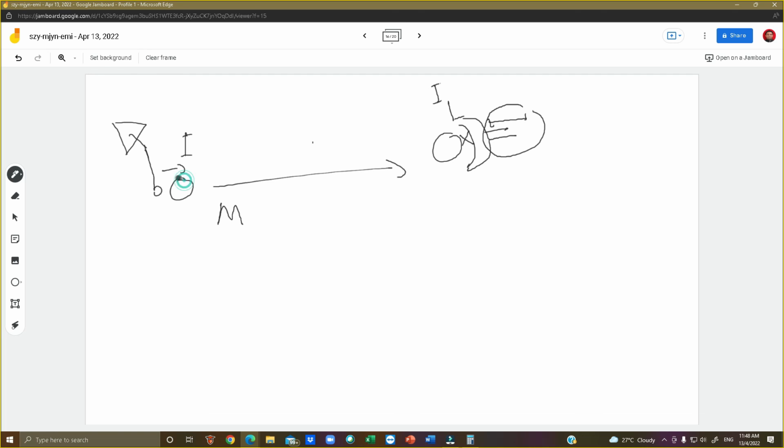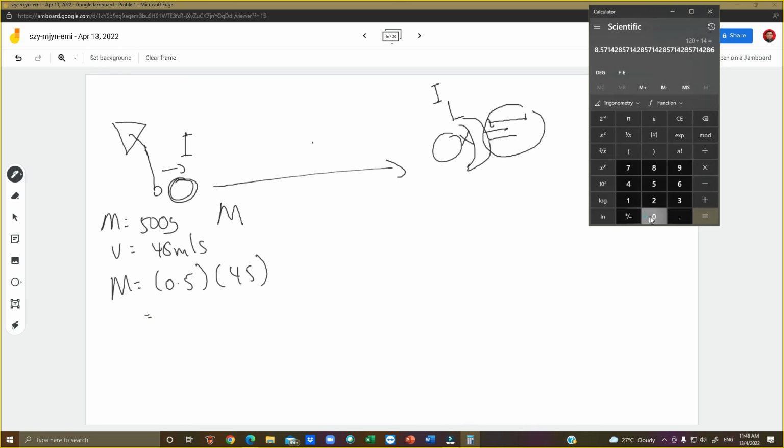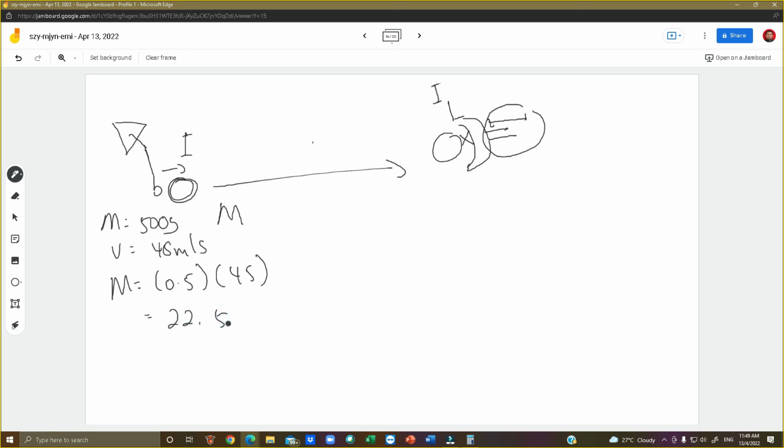Okay, an example where we calculate this ball, let's assume. Momentum equals mass of the ball, 500 grams, velocity of the ball, let's say 45 meters per second. So how much momentum does it have here? This will be 0.5 times 45. How much do you get? Wrong. 45 times half, 22.5. So this ball has a momentum of 22.5 Newton seconds.